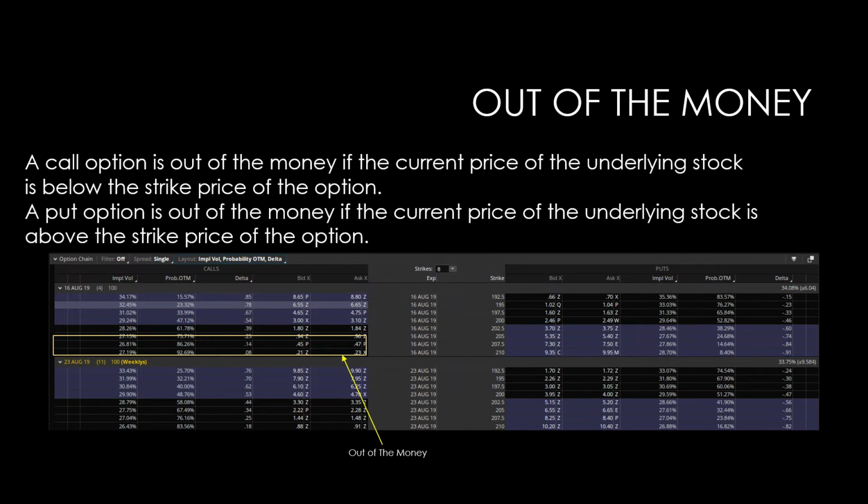Out of the money. A call option is out of the money if the current price of the underlying stock is below the strike price of the option. A put option is out of the money if the current price of the underlying stock is above the strike price of the option. A good reason to use out of the money options is if you're looking to get a greater than expected move and limit the amount of risk that you're putting on, keeping in mind that your theta is going to eat up on the time decay, which we'll cover soon.